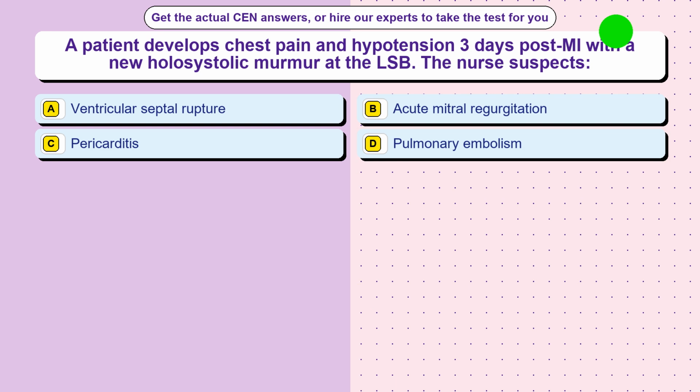Question 72. A patient develops chest pain and hypotension 3 days post-MI with a new harsh systolic murmur at the LSB. The nurse suspects Option A, ventricular septal rupture. Option B, acute mitral regurgitation. Option C, pericarditis. Option D, pulmonary embolism.